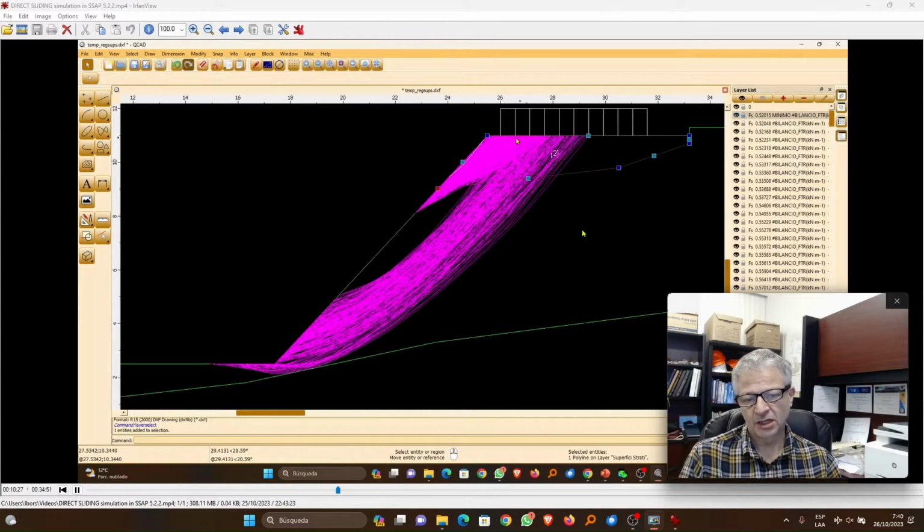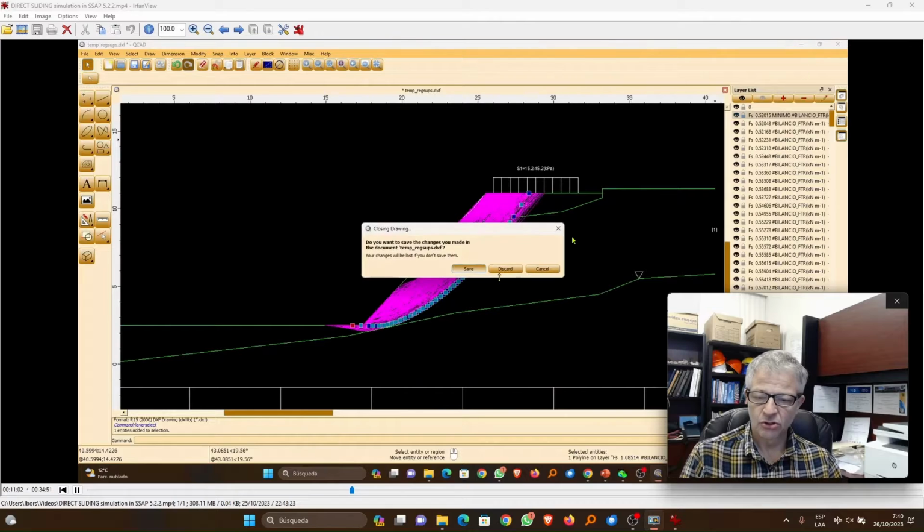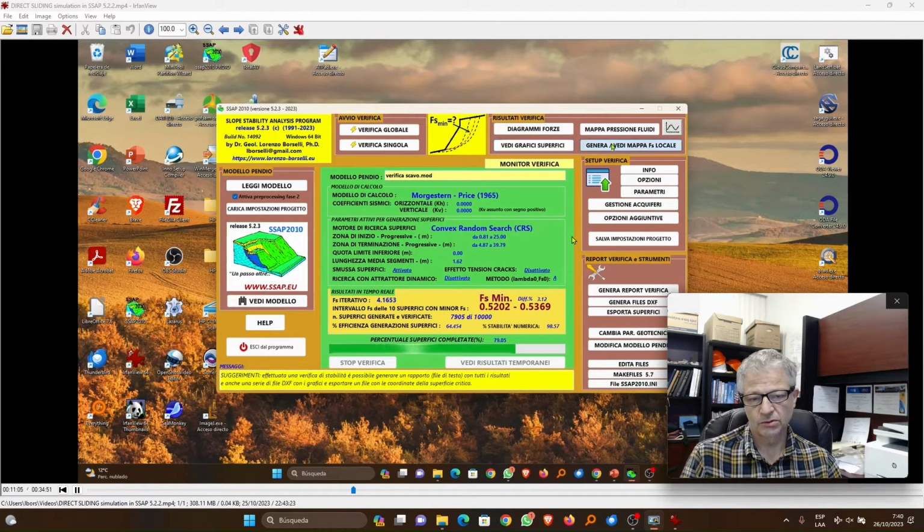Of course, no grid search and no exclusively circular surface are considered, even if some of them have a circular shape, more or less. But the convex random search is limited to circular surface only, but also other. Of course, we see that the slope with two types of families of potential sliding surface with unstable condition is totally unstable.